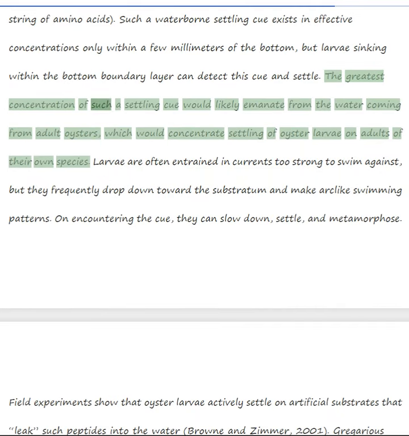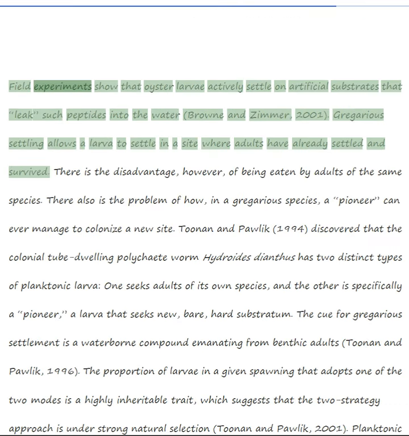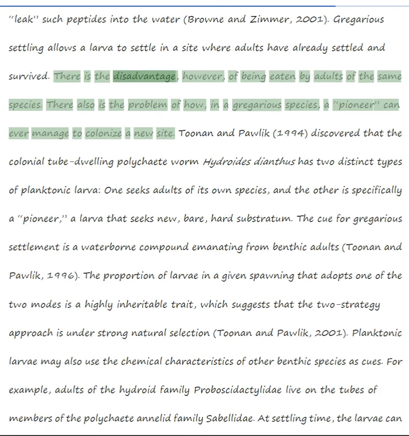The greatest concentration of such a settling cue would likely emanate from the water coming from adult oysters, which would concentrate settling of oyster larvae on adults of their own species. Larvae are often entrained in currents too strong to swim against, but they frequently drop down toward the substratum and make arc-like swimming patterns. On encountering the cue, they can slow down, settle, and metamorphose. Field experiments show that oyster larvae actively settle on artificial substrates that leak such peptides into the water. Gregarious settling allows a larva to settle in a site where adults have already settled and survived. There is the disadvantage, however, of being eaten by adults of the same species.